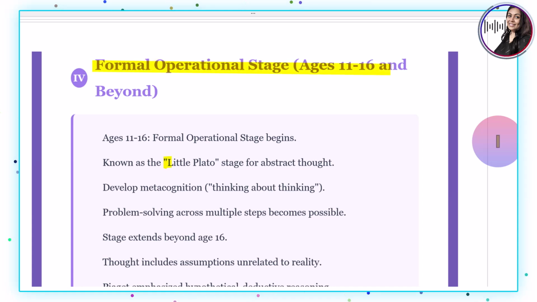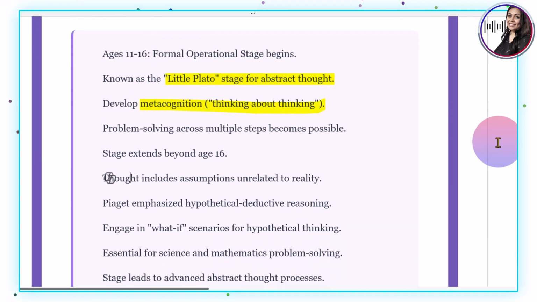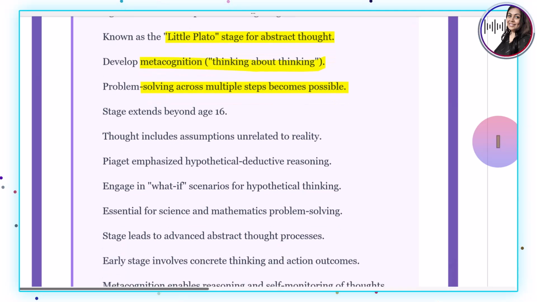This stage is sometimes referred to as the Little Plato stage because of its emphasis on abstract reasoning. Learners develop metacognition, meaning they can think about their own thinking processes. Problem solving becomes systematic and may involve multiple steps, hypothetical situations, and abstract concepts. Piaget highlighted hypothetical deductive reasoning as a defining feature of this stage, allowing learners to explore what-if scenarios and test possibilities mentally.